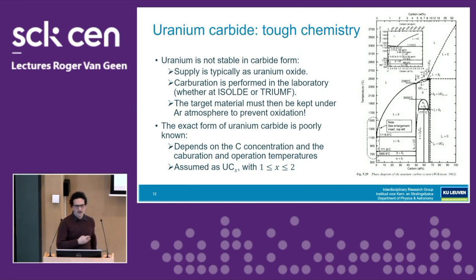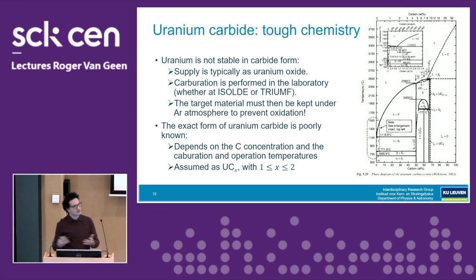It is how difficult it is to actually control your production of uranium carbide, because uranium is not very stable in its carbide form. If you think about how uranium is typically found in minerals, or when it's being handled in the sense of marketed, it's always uranium oxide. And if you create a uranium carbide, it's actually very easy to oxidize.